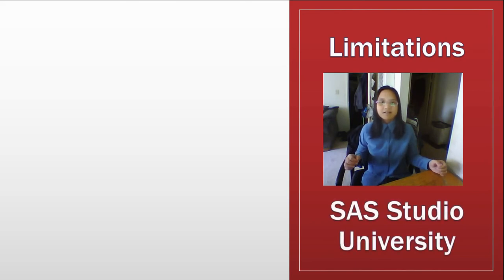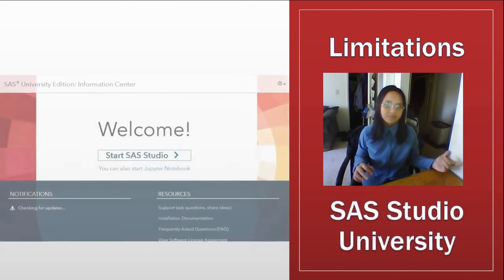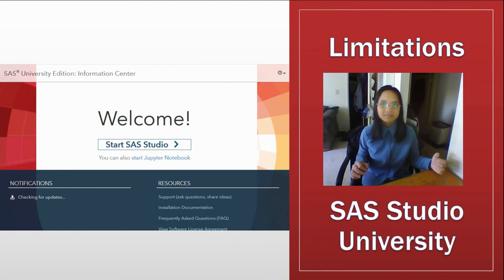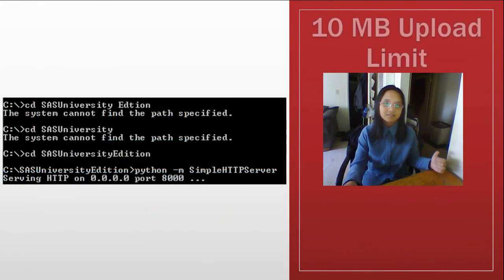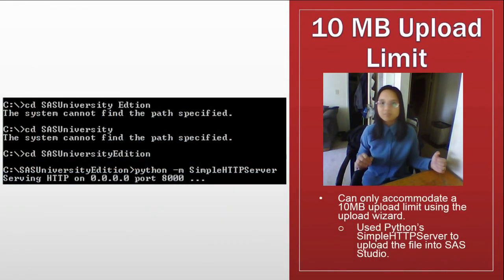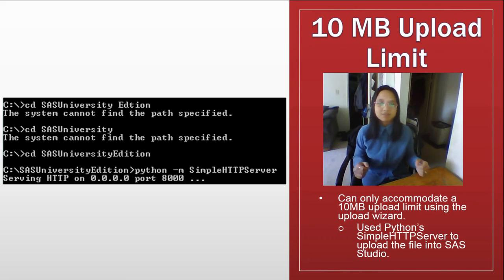Limitations. I used SAS Studio University for the analysis, and because it was the university edition, it had a few limitations that I had to find a workaround for. The first limitation was the upload limit. The upload wizard can only handle up to 10 megabytes, and my dataset was 13 megabytes. So I had to use Python SimpleHTTPServer to upload the dataset from my local drive into SAS Studio. SimpleHTTPServer made the directory accessible over port 8000 across the HTTP protocol.